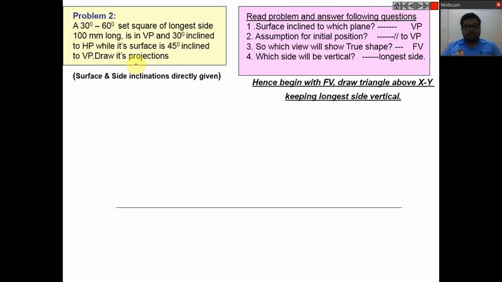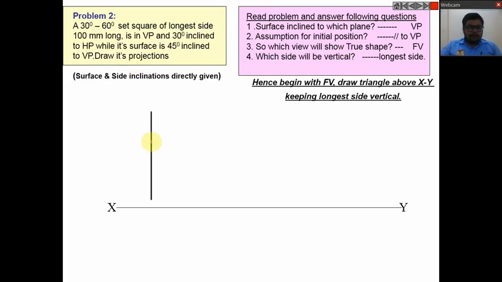First of all, we have to draw the reference line, XY line or horizontal line. Then it is parallel to VP. It means it is lying on VP. It means if we want to find out the true shape, or you can say the true dimensions, then we have to consider the front view. If the object is lying on HP and if it is a two-dimensional object, then the original shape and dimension can be visible from the top view. But here it is lying on VP. So first we have to draw the front view.